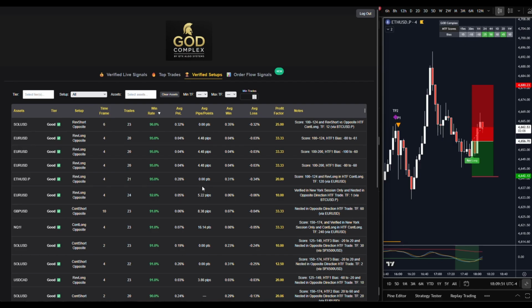So if we sort by win rate, we can see some of these setups have very, very high win rates. But these are low number of trades. That's why the tier is good. A good tier is up and coming. They don't have enough data yet. That's why I don't trade them.